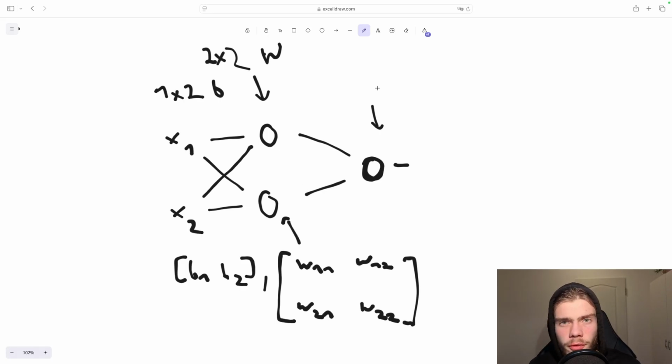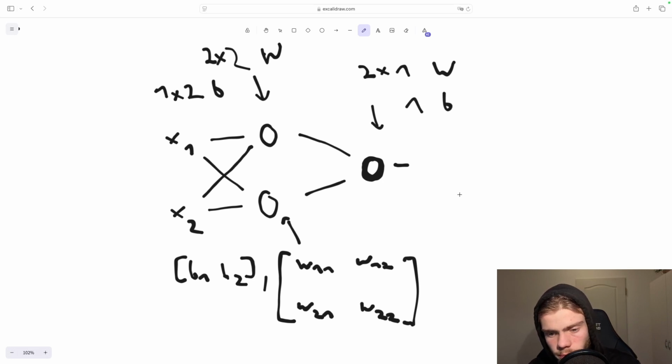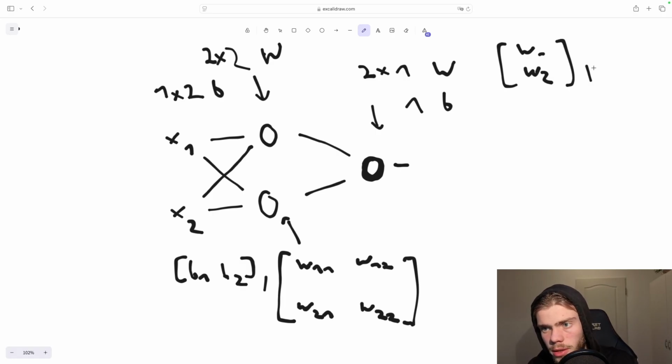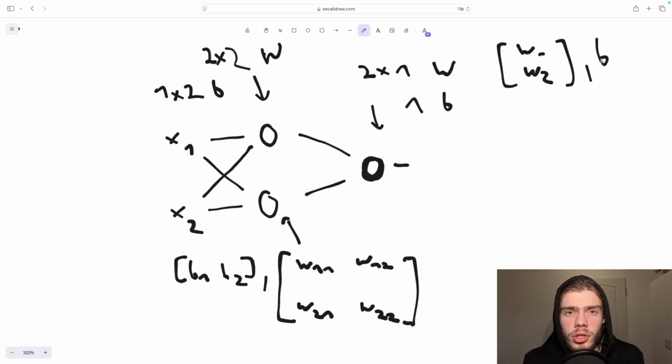So what does it look like for layer 2? Layer 2 has 1 neuron, 1 output neuron, so that means it has 1 column. And 2 input neurons, that means it has 2 rows, so a 2 by 1 weight vector, and obviously 1 bias. So that is weight 1, weight 2, and the bias for layer 2. And this would basically be the layer definition for our neural network, all of the parameters that we need.